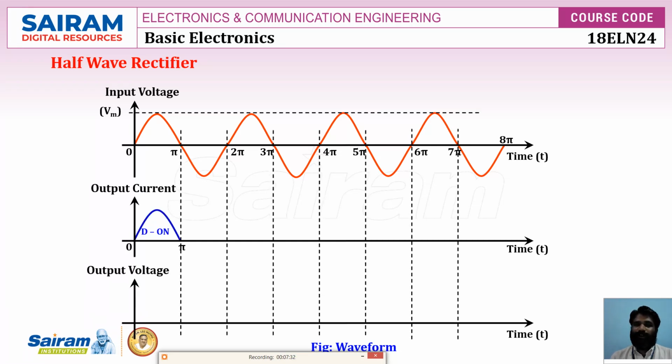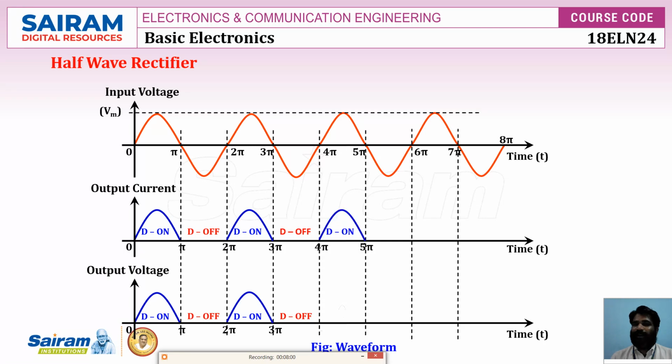So during the positive half cycle diode is on, so there is a current flow, hence there is a voltage from 0 to pi. So pi to 2 pi, negative half cycle, diode is off, so no current, no voltage. Similarly from 2 pi to pi, voltage is positive, so diode is on, there exists a current flow and there exists a voltage.